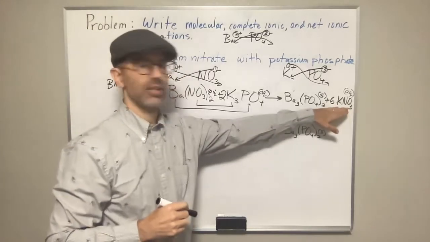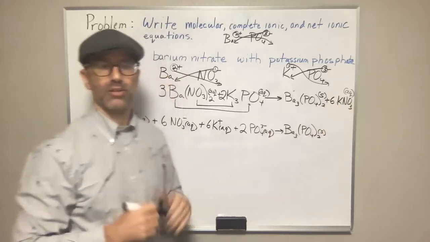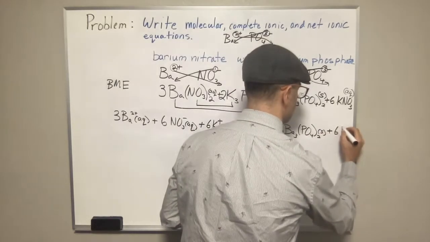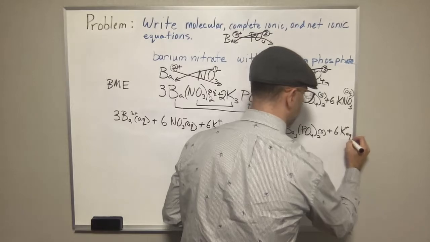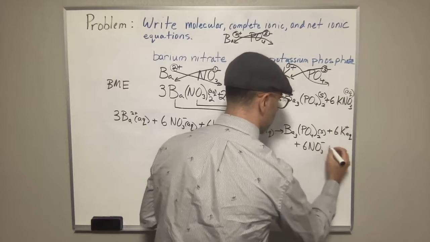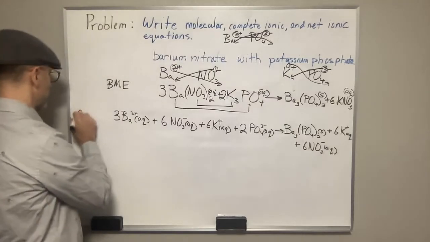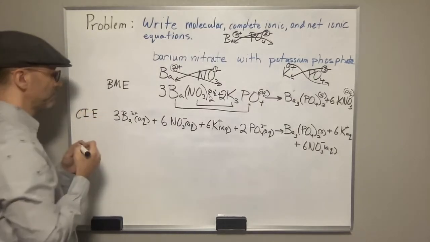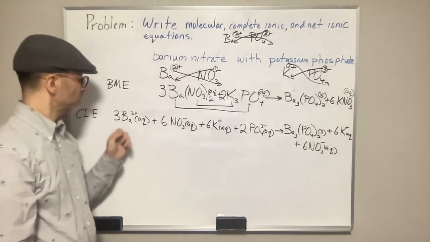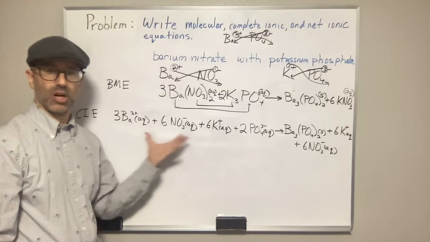And then last but not least, we'll separate these out. So I have 6 potassium and I have 6 nitrate. So those are going to be separated because they're aqueous. So plus 6 K+ aqueous plus 6 NO3- aqueous. So this is our complete ionic equation. And so it's still balanced because we haven't done anything except separate the ions.